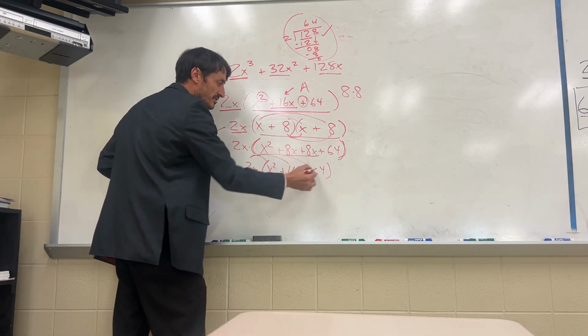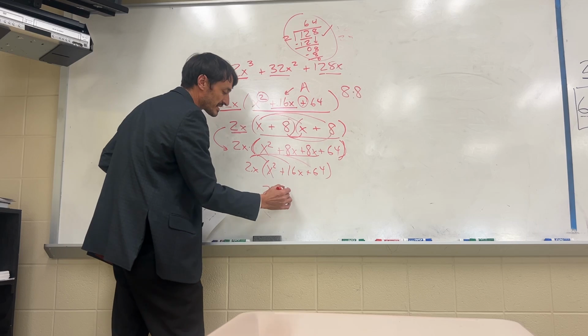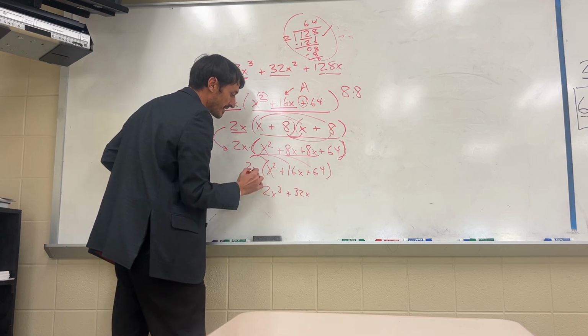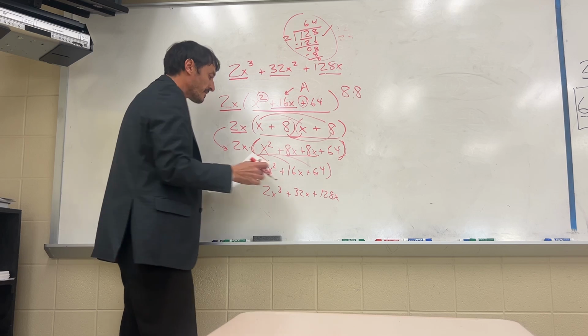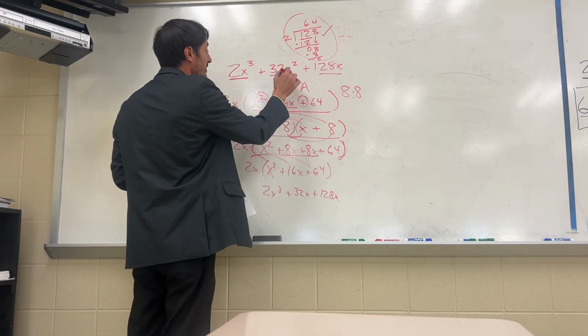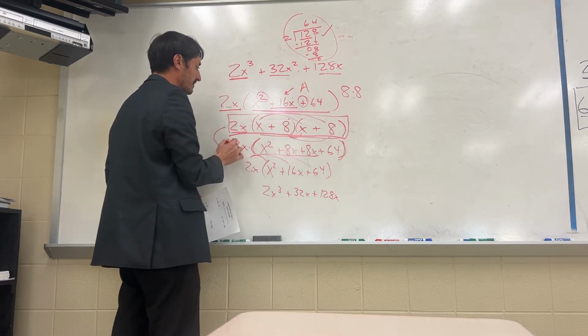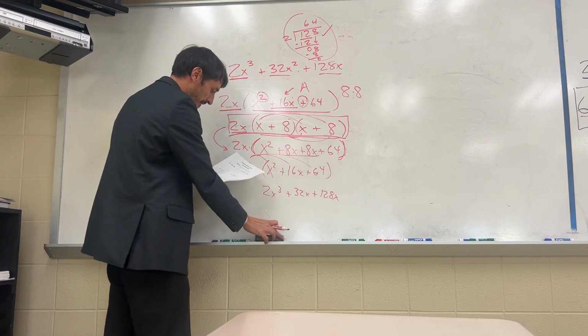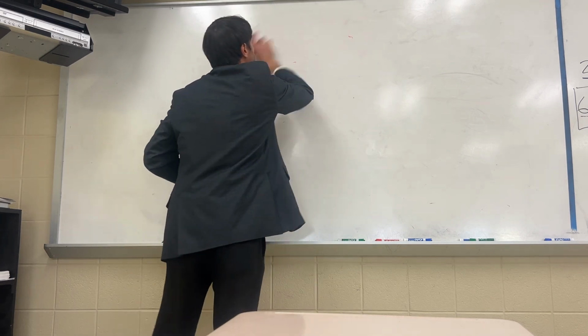So let's distribute the 2x. 2x times x squared is 2x cubed. 2x times 16x is 32x squared. And 2x times 64 is 128x. Okay? Which is what we started with at the beginning. So that means this is our factored form right here, where we had it broken apart. Okay? Next problem.